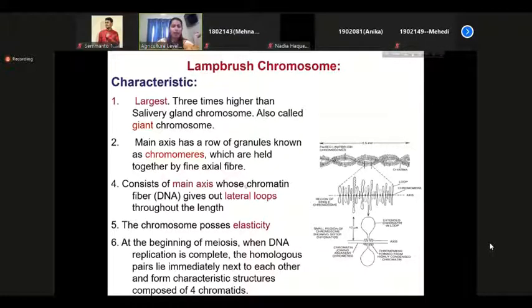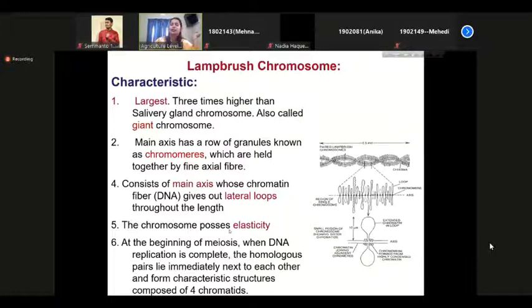It contains the main axis, whose chromatin fiber DNA gives out lateral loops. These are the chromatin fibers that give out the lateral loops. Throughout the length, there are many lateral loops, and you see each loop has two sides. This is one side and this is the other side. They are mirror images. They contain the same genes and also the same structure, and they are attached by the granules side by side. And they produce the lampbrush structure ultimately, okay?